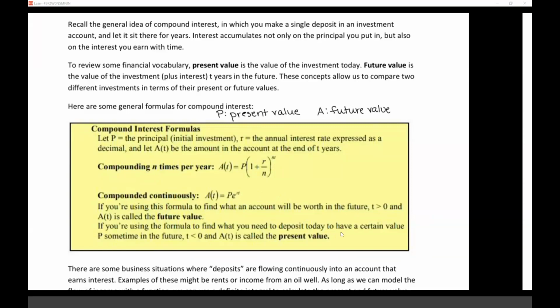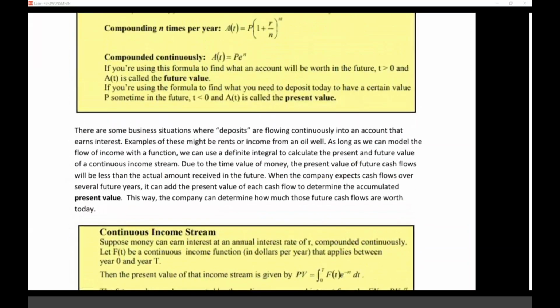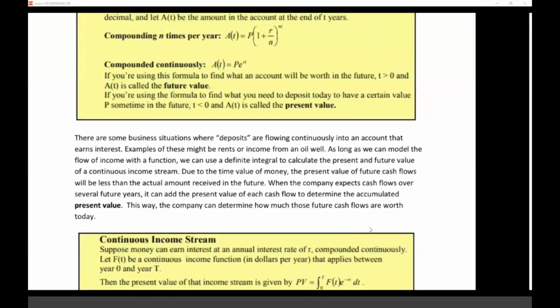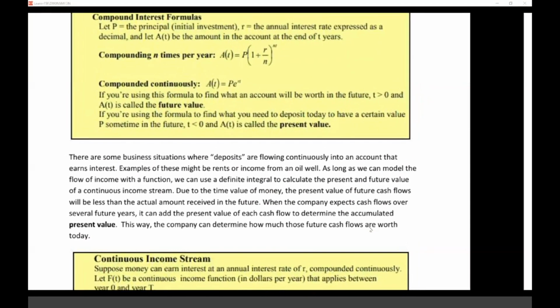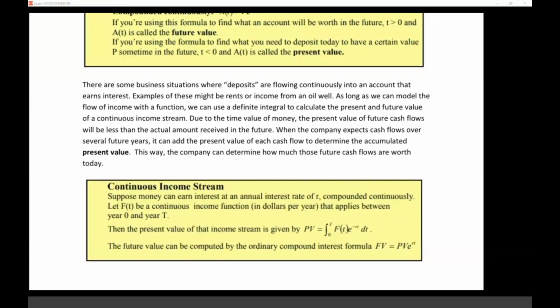So again, if you're using a formula to find what an account's worth in the future, A of T is the future value. If you're using the formula to find a present value, what you have to deposit today to get a certain amount in the future, you're solving for P. So you can use it like this, or you can do it backwards like this. I prefer to tell students just solve the equation for P and don't worry about negative exponents and things like that. You all can do algebra. So you can solve for one variable or the other.